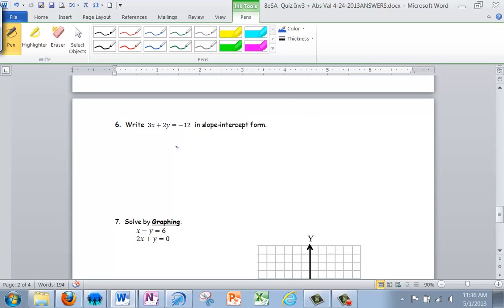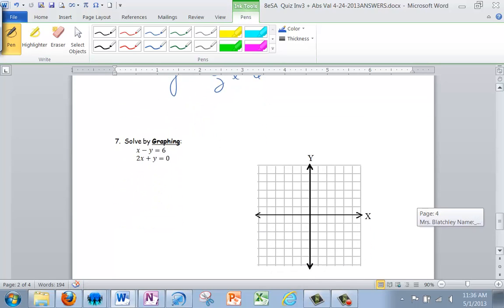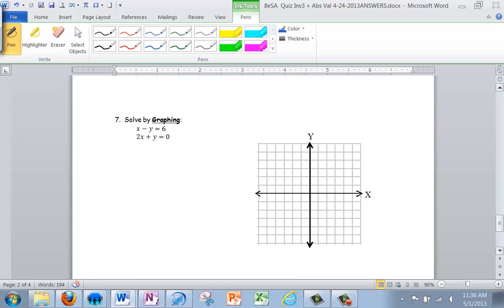Slope-intercept form. The correct answer to this is y equals -3/2 x minus 6. Show your work. Solve by graphing. This one, I did them both by intercepts. Well, not true. The x-intercept for this one is 6. The y-intercept is -6, so it looks like this. So that's x minus y equals 6.